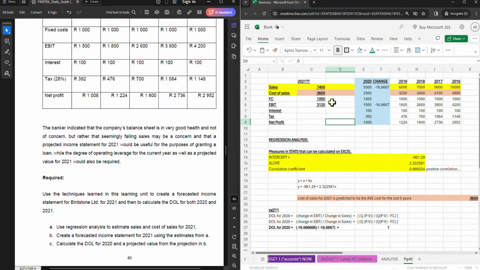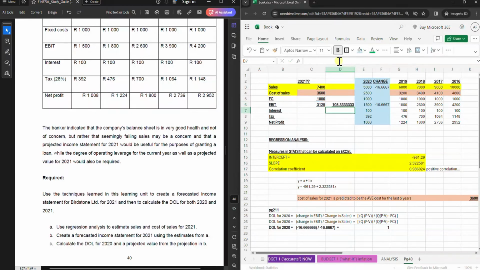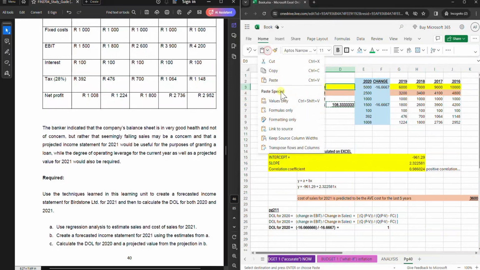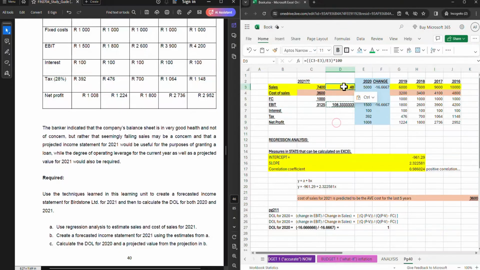Okay, and then we need to look at the change. The change in EBIT here would be open brackets, this minus what it was, close brackets, divided by what it was, times 100. Okay, and then do the same thing for there. Paste the formula. Come on, there we go. Okay, all right, so that's a nice one.